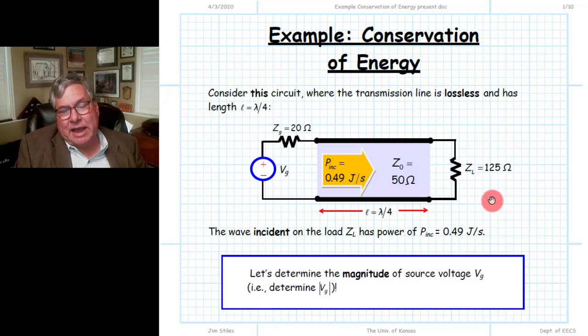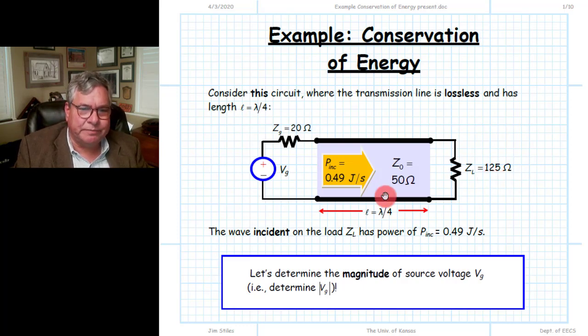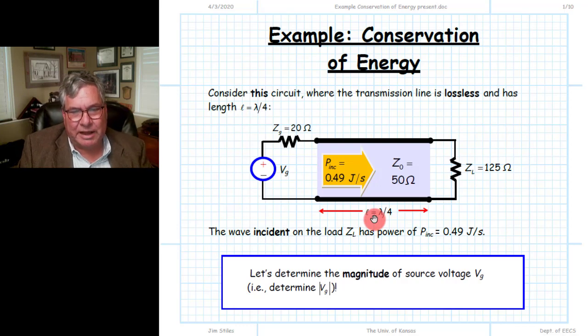Let's consider an example then. So we have a transmission line that is terminated by a load. The load has a real value of 125 ohms, and of course this is purely real. There's no imaginary component for this particular load. We have a source whose source impedance, again, is purely real, with a value of 20 ohms. We have a transmission line of characteristic impedance of 50 ohms, and it has a physical length of lambda over 4, so it would have an electrical length of pi over 2 radians.